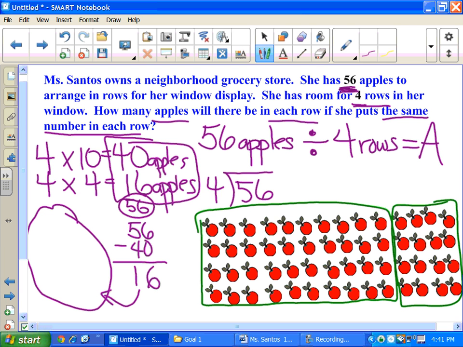So this is one strategy for dividing. We know it's dividing because why? Because we were splitting up, or putting into equal groups, the 56.